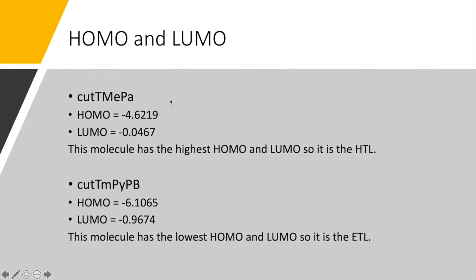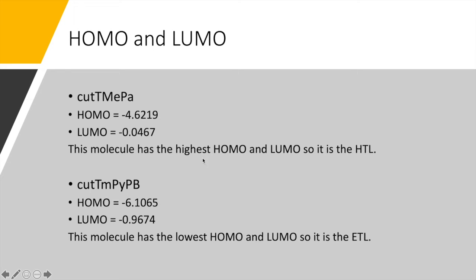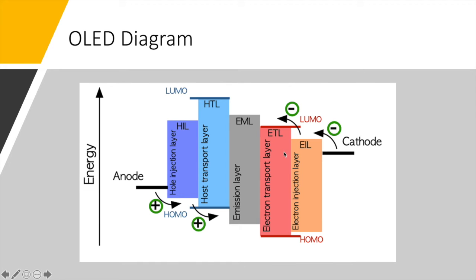Okay, the HOMO LUMO values. These can be found in the output file of the Orca calculation. So here they are. As you can see, this molecule has the highest HOMO and LUMO value, so it's the HTL. And this one has the lowest HOMO and LUMO values, it's the ETL. You see in the diagram, the HTL has the highest LUMO and the highest HOMO, and so it's these two. Same with the ETL, the lowest LUMO, lowest HOMO. So that's PA, that's PB.